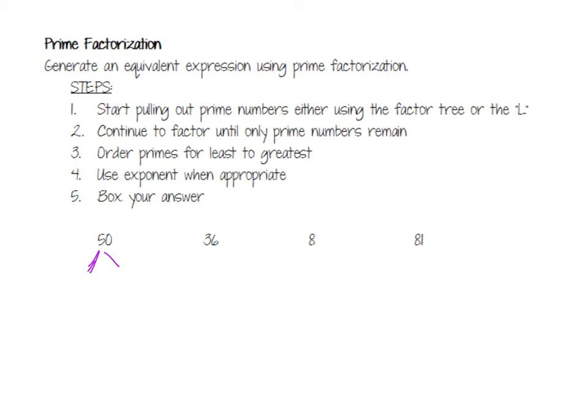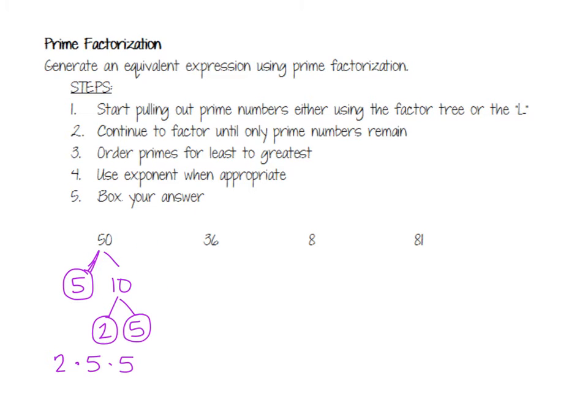You don't want to pick one that will never help you. But say you do 5 times 10. Well, 5 is a prime number, so I go to 10. I break that down again into 2 times 5. Those are both prime. So then I order it from least to greatest, 2 times 5 times 5.